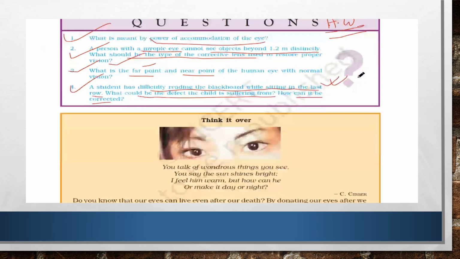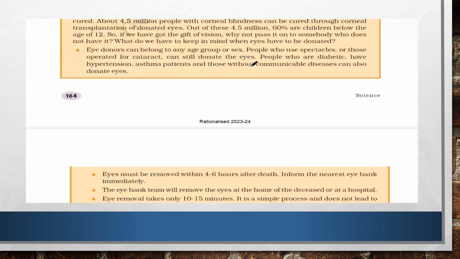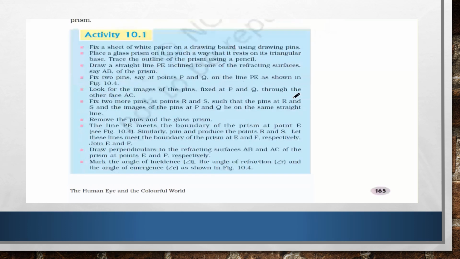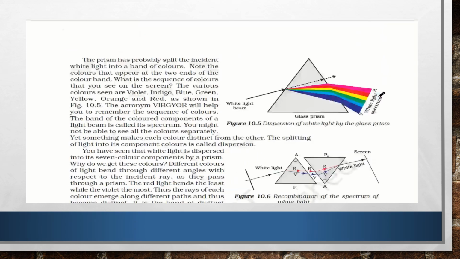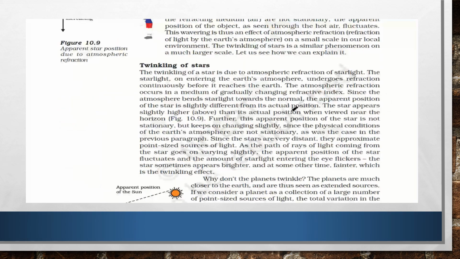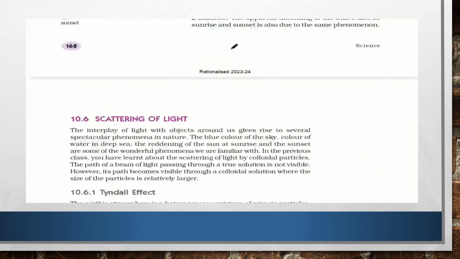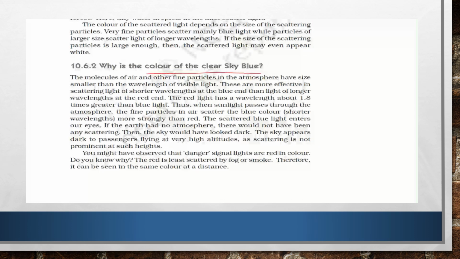What are we going to study in the next class? Think it over a little bit. Then we will move on to the refraction of light through a prism. We will read this fully in the next class. We will study dispersion of white light by a glass prism, atmospheric refraction, and twinkling of the stars. We will study scattering of light, the Tyndall effect, and also why the color of the clear sky is blue. This will all come in the next class.